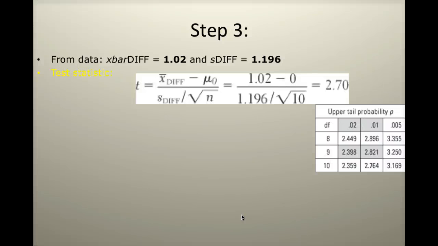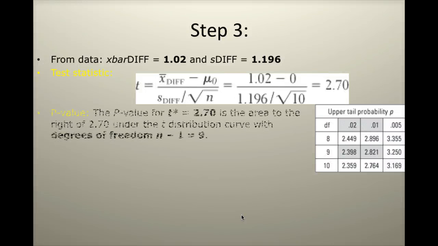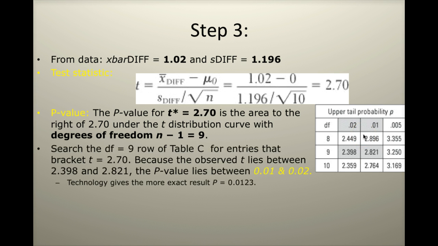Now, my sample size is only 10, so you have to ask yourself, what is my degrees of freedom? Well, in this case, my degrees of freedom is 9. Therefore, I'm going to go along my 9 row in table C, looking for my test statistic. My test statistic falls between 2.398 and 2.821. Therefore, my p-value falls between 1 and 2%.